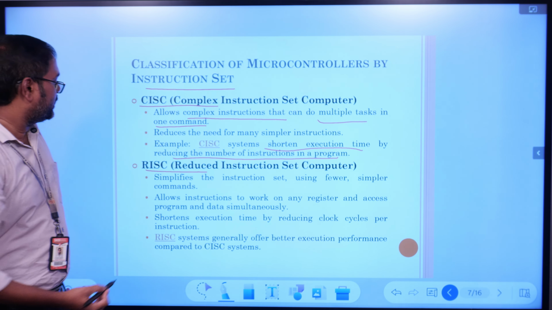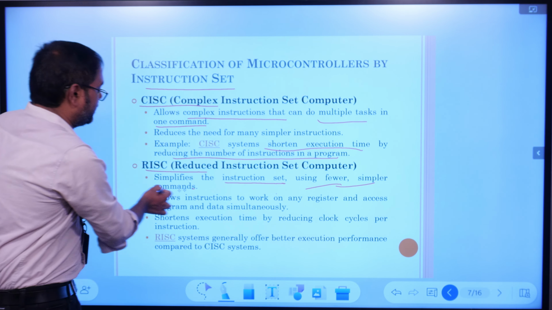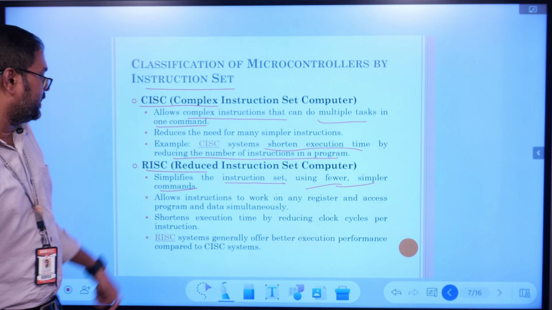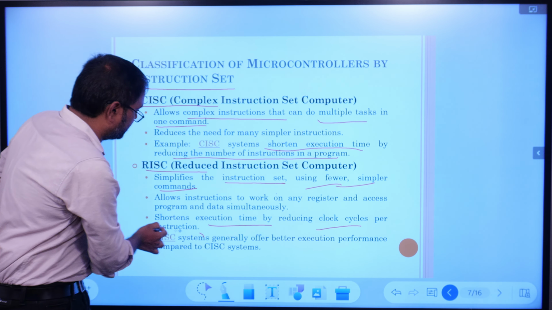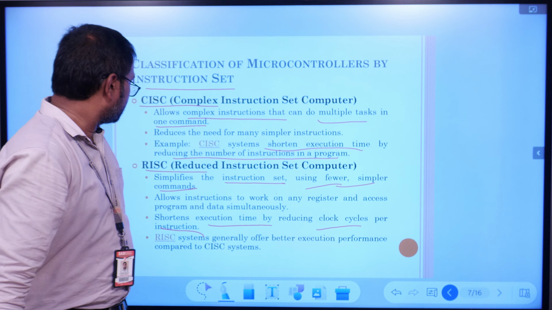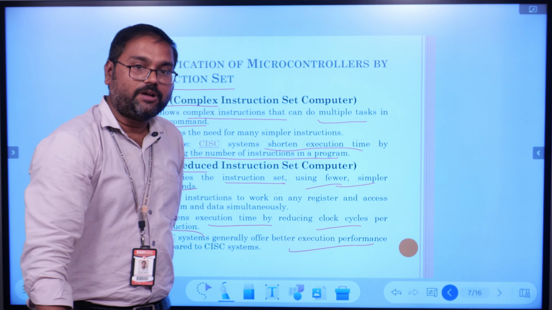And coming to the RISC type, here the instructions are completely simplified, using fewer and simpler commands. Here the commands are very few and simple. So here also we can shorten the execution time by reducing the clock cycles per command or per instruction. Comparing these two, basically the RISC offers better execution performance compared to the CISC. So this is about a comparison.